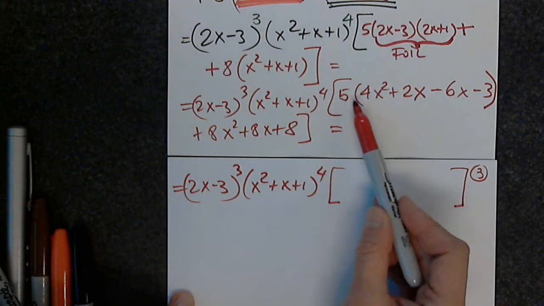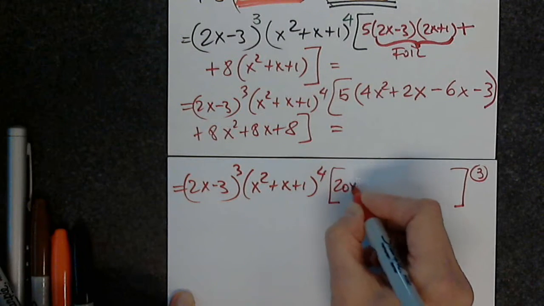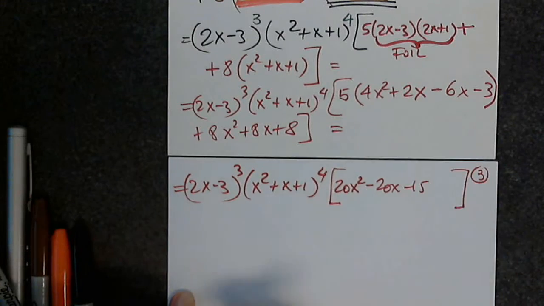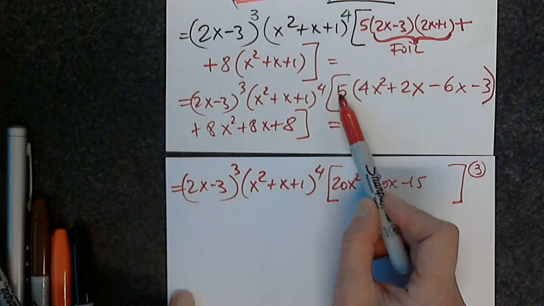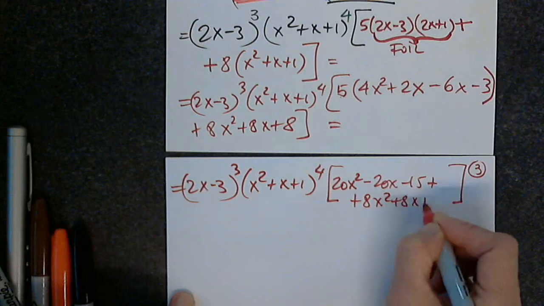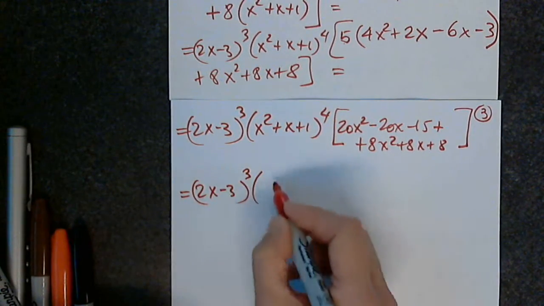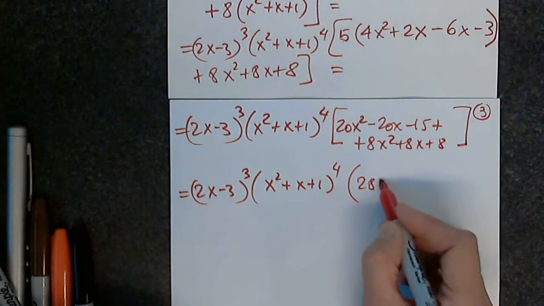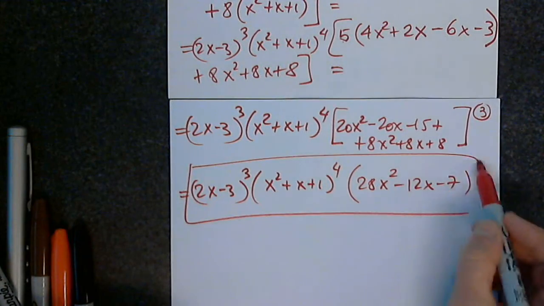5 times 4. Maybe I should write it one more time. So 20x squared, minus 20x minus 15, right? So 2x minus 6x is -4x multiplied by 5. And then I have positive 8x squared plus 8x plus 8. So 2x minus 3 cubed, x squared plus x plus 1 to the 4th. And then we have 28x squared minus 12x and minus 7. So this is the final simplified form.